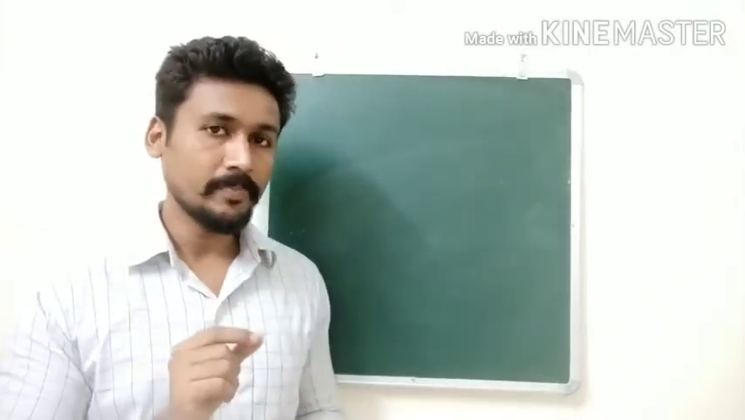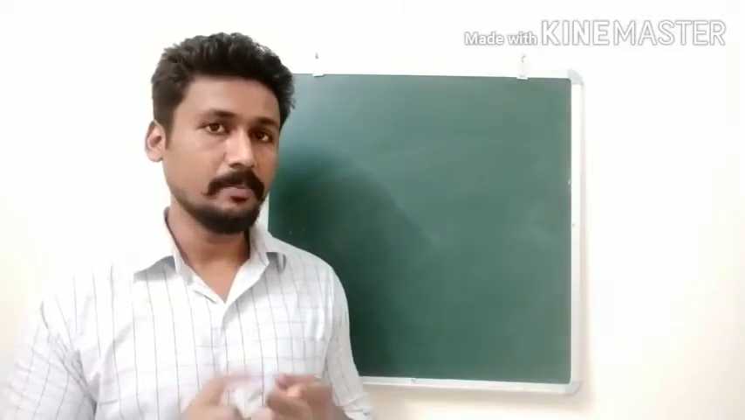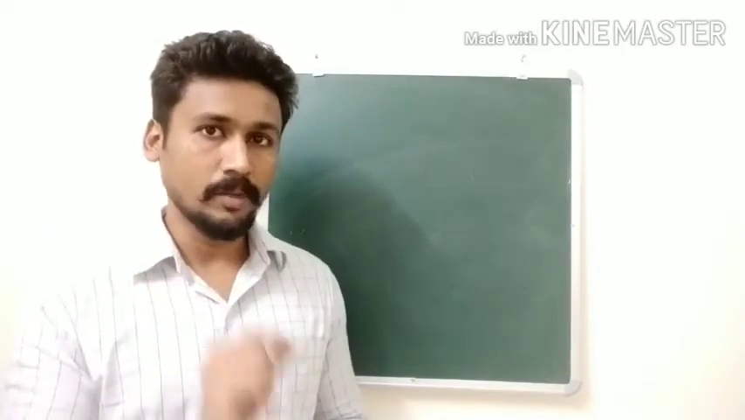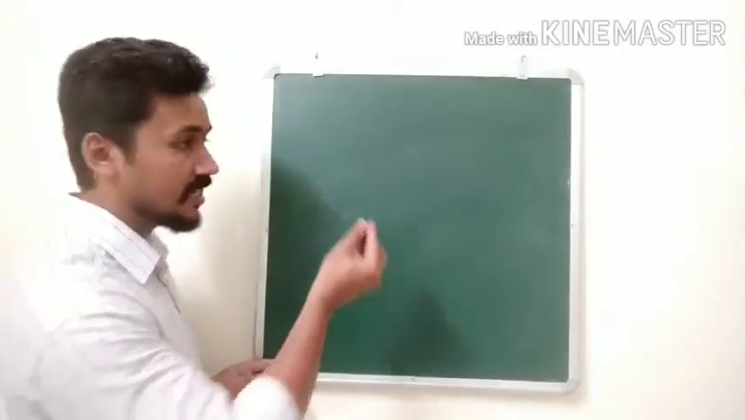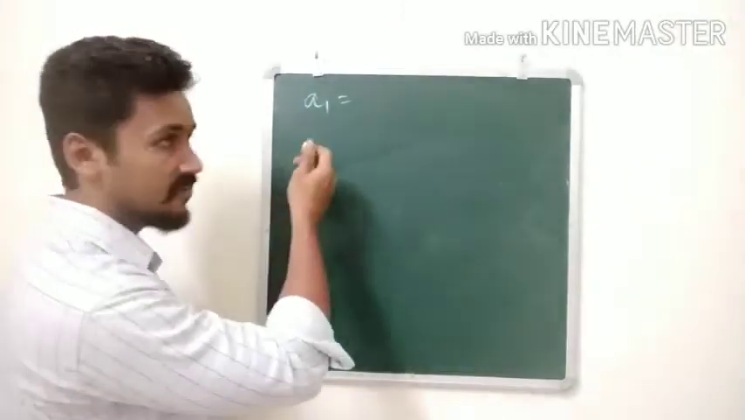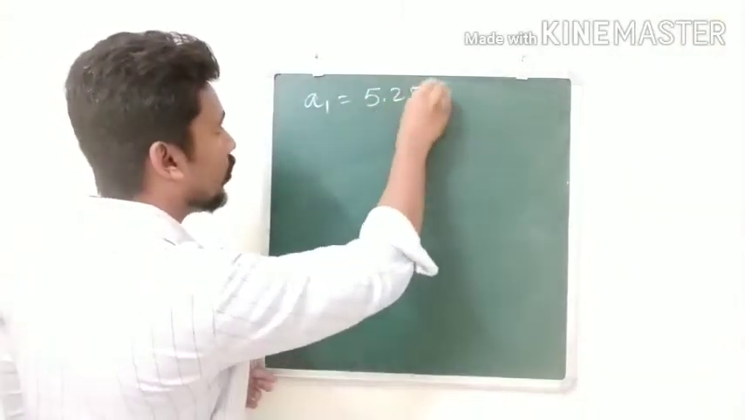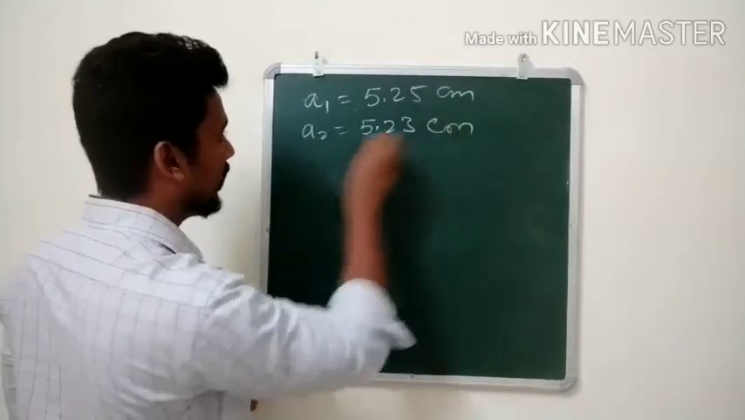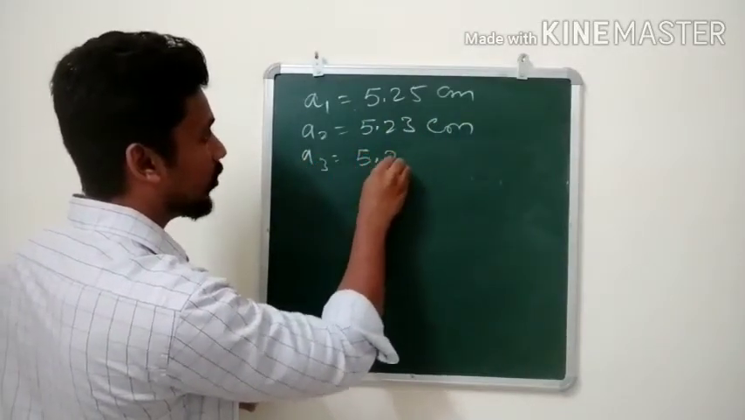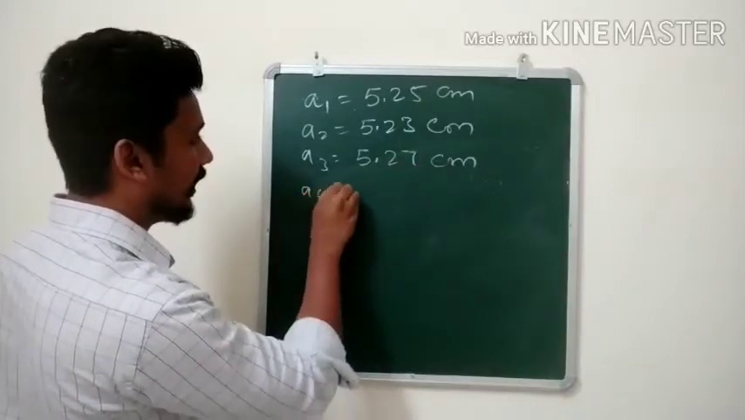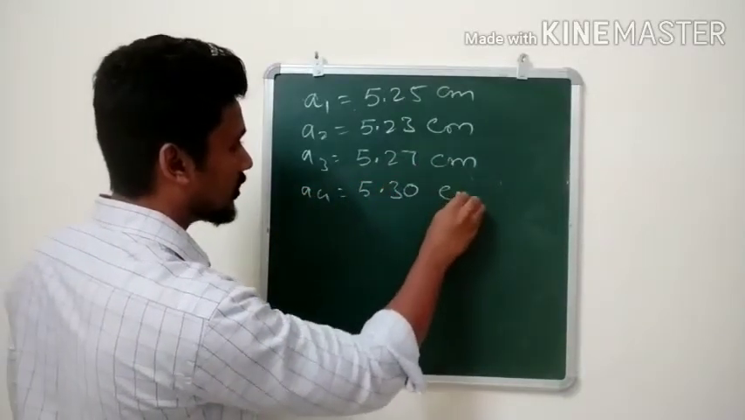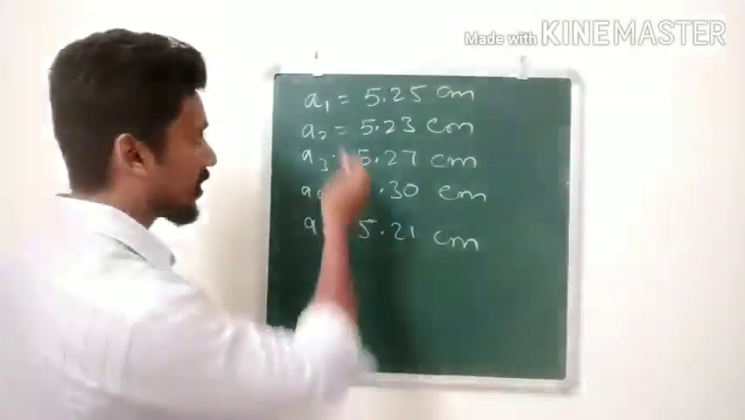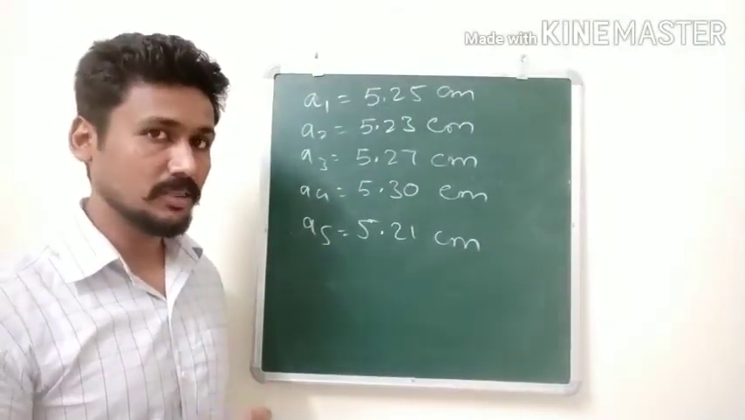So what we are doing, let us say we have taken one instrument, for example a vernier caliper, and using the vernier caliper we have measured the length of a given object. So these are the measurements that we have got. We will write the first reading A1 as 5.25 centimeter, A2 5.23 centimeter, A3 5.27 centimeter, A4 5.30 centimeter, and A5 5.21 centimeter. These are the 5 readings that we have measured using a vernier caliper.